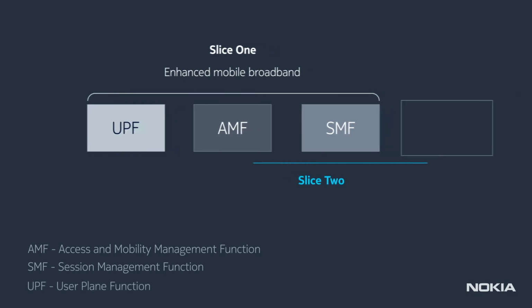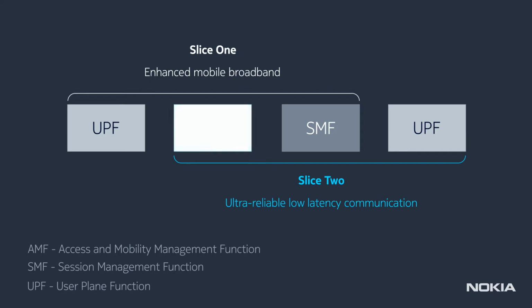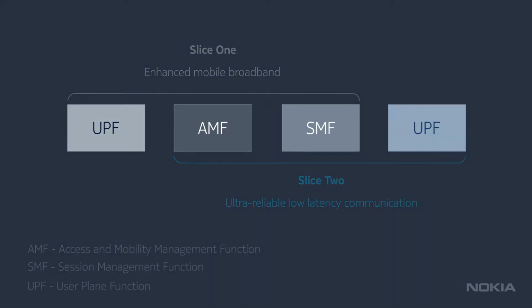The second core network slice fills the demand for an ultra-reliable, low-latency communication use case. This slice reuses two functions deployed for the creation of the first core network slice as shared components, and it requires the deployment of a dedicated user plane function.